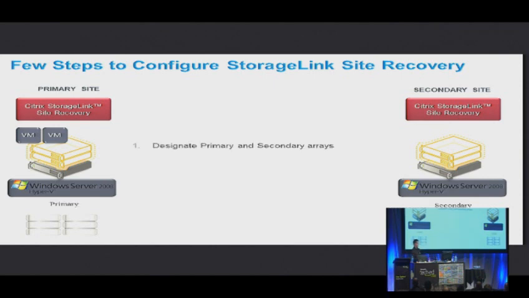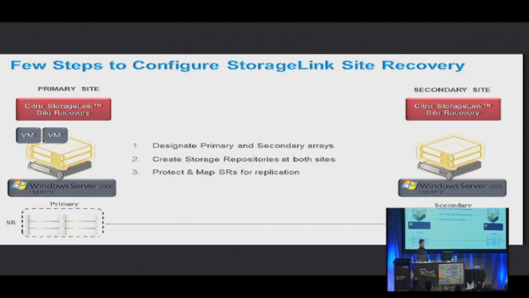So how do you actually configure it? Now, we're not actually in storage link at the moment. We're still just at a SAN level. So we designate the primary and secondary arrays. This is all through your SAN controller. So we've designated our storage repositories at each site. We've designated this as a primary and this as a secondary.